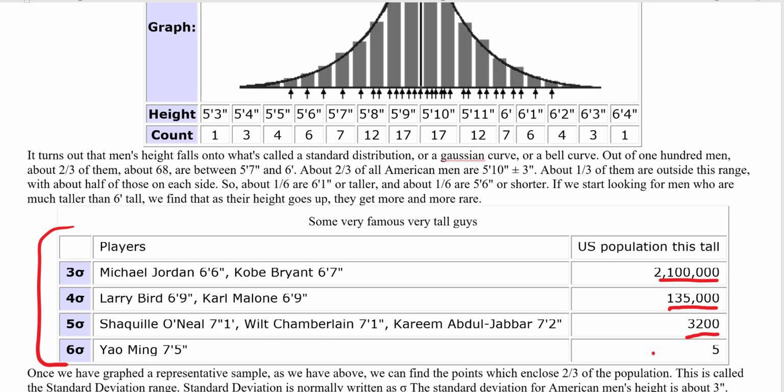And then, of course, 7'5". I don't even know if there is anybody. Is there anybody that's 7'5"? Maybe there are some people, but not many. 5 people.